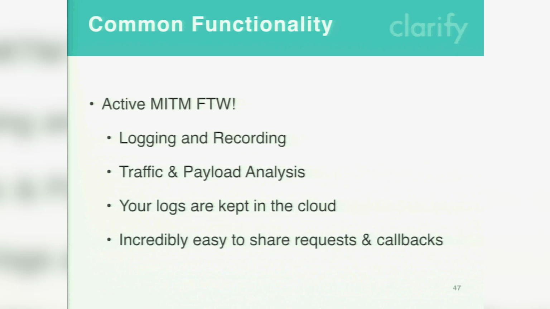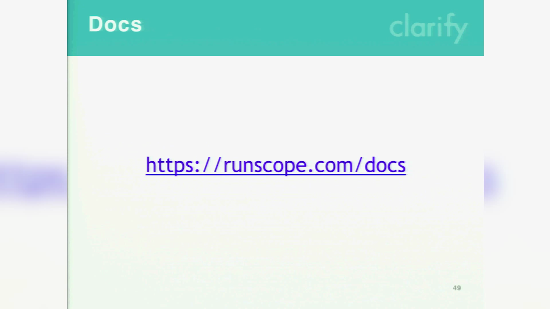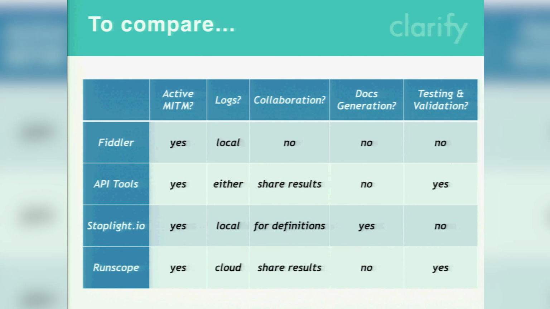I especially use this for callbacks. So when you make that request and you're expecting some sort of response, this is a quick and easy way to do it. So you can get everything from RunScope, runscope.com/docs, pretty self-explanatory there. So this is how everything sort of fits together.